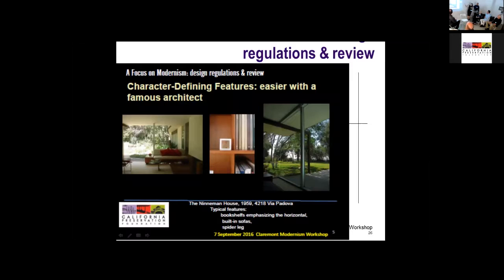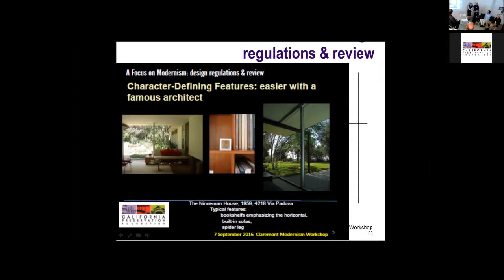Then you can go a little farther. You can call out your spider leg. If you really know your stuff, you can call out the suppression of the vertical on Neutra bookcases, the full height glass floor to ceiling. You can just trot out your character defining features, and you're good to go. That's the easy part. What happens also with so-called famous architects is that sometimes we think we know so much about that architect that we start making mistakes.